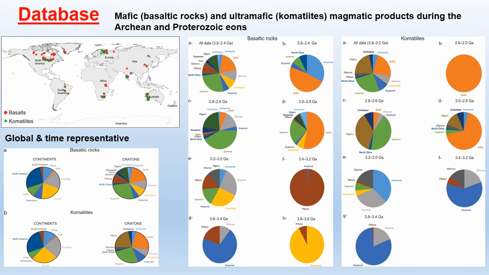What we already did, we collected the database from basaltic rocks and ultramafic rocks such as komatiite during the Archean and the Proterozoic from all the cratons, and all these cratons are already representative globally and for the time. As we see here, basaltic rocks and komatiitic rocks are all representative for certain times in all the cratons from 4 to 2 Ga.